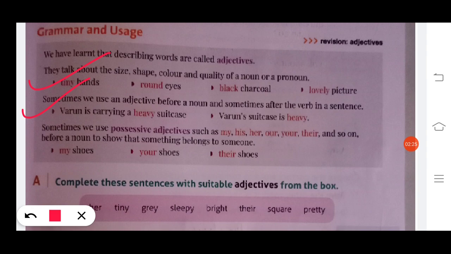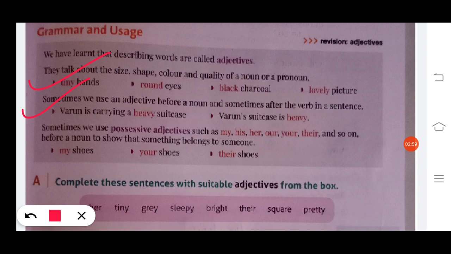So an adjective can be used before a noun or after the verb in a sentence. Then the third point is, sometimes we use possessive adjectives. What are possessive adjectives? My, his, her, our, your, their, and so on. We use these possessive adjectives before a noun to show that something belongs to someone. Example, my shoes, your shoes, their shoes.